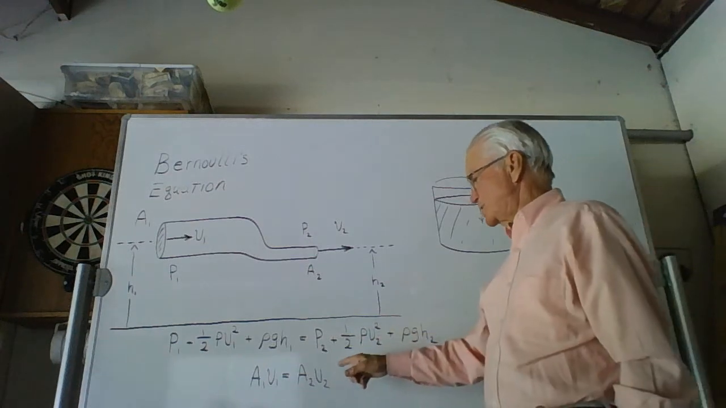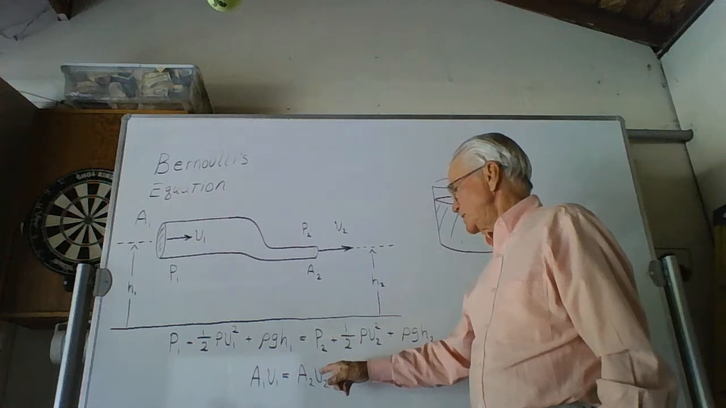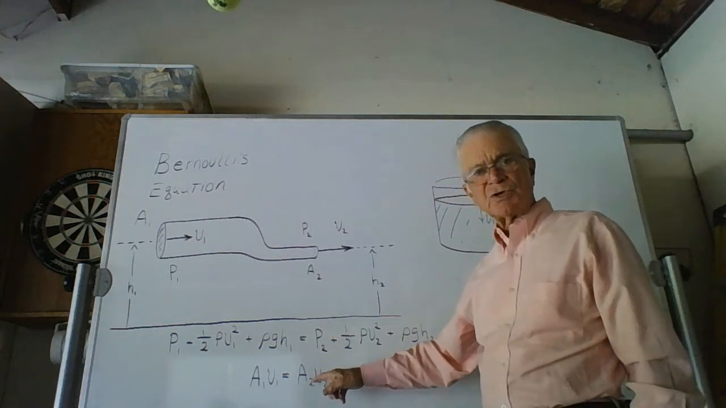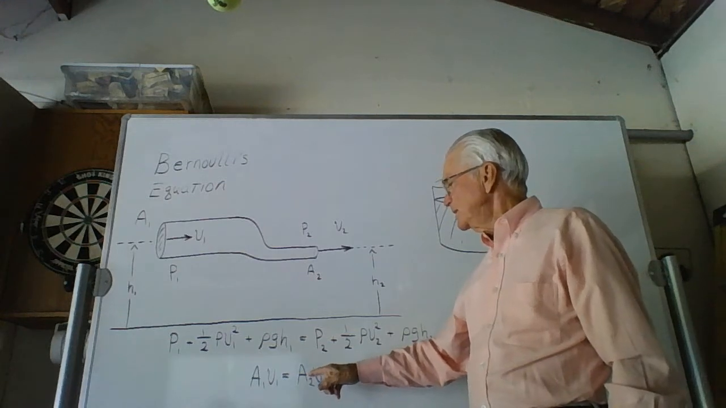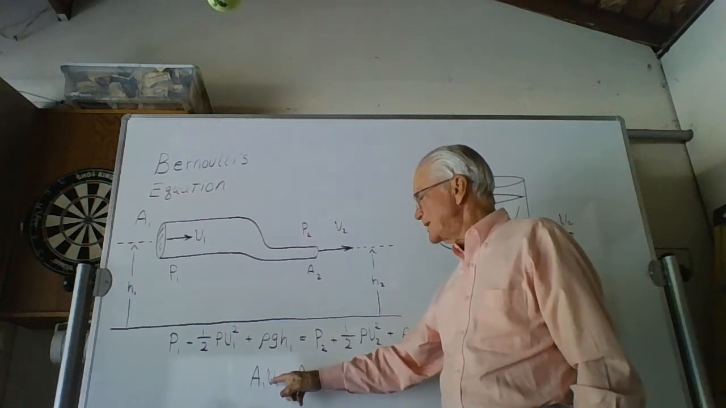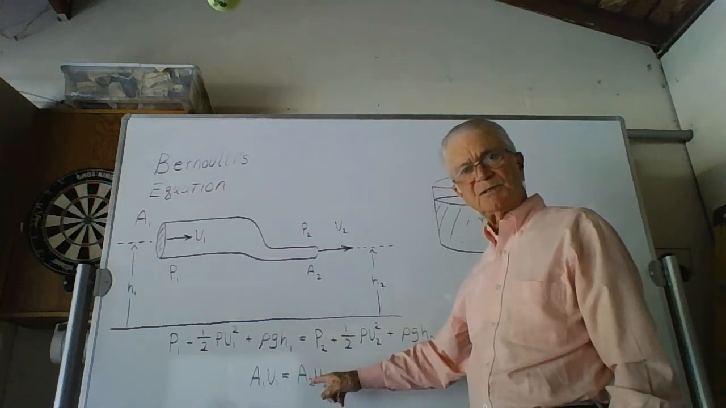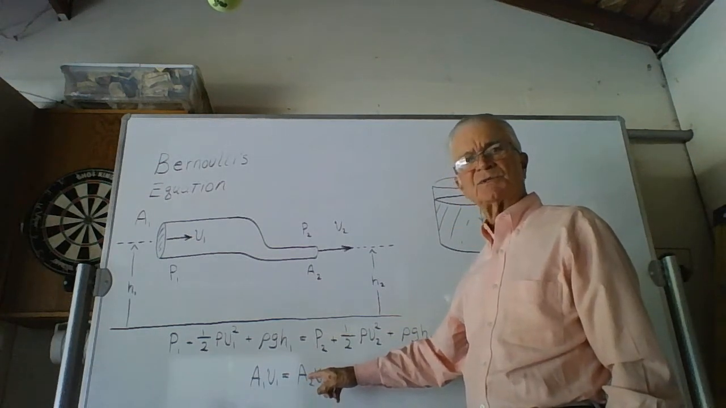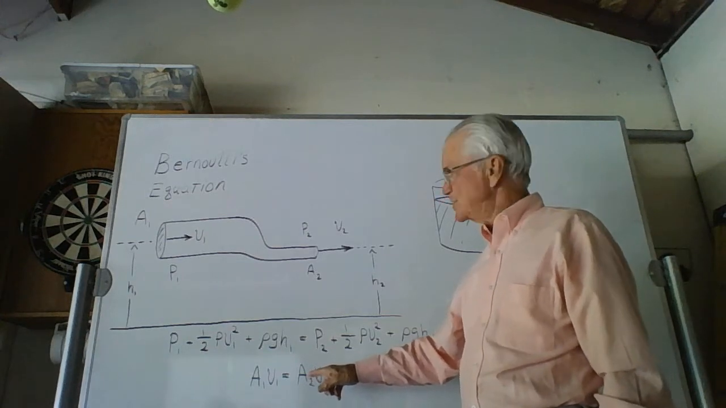A second equation, which is not officially a Bernoulli's equation, is an equation you would have seen earlier if you've looked in the chapter notes. It's the volume flow rate conservation equation. I will not discuss it in this lecture. It is discussed comprehensively in the lecture notes.